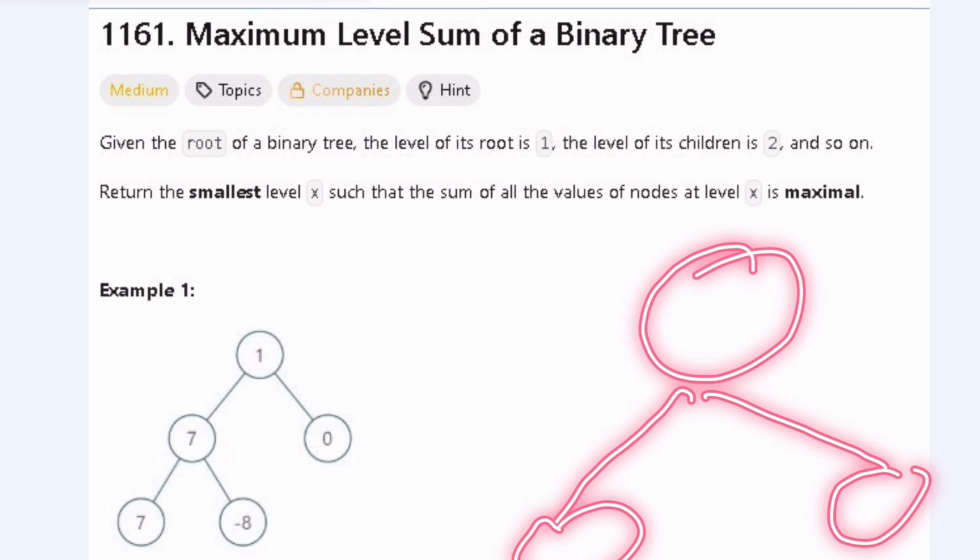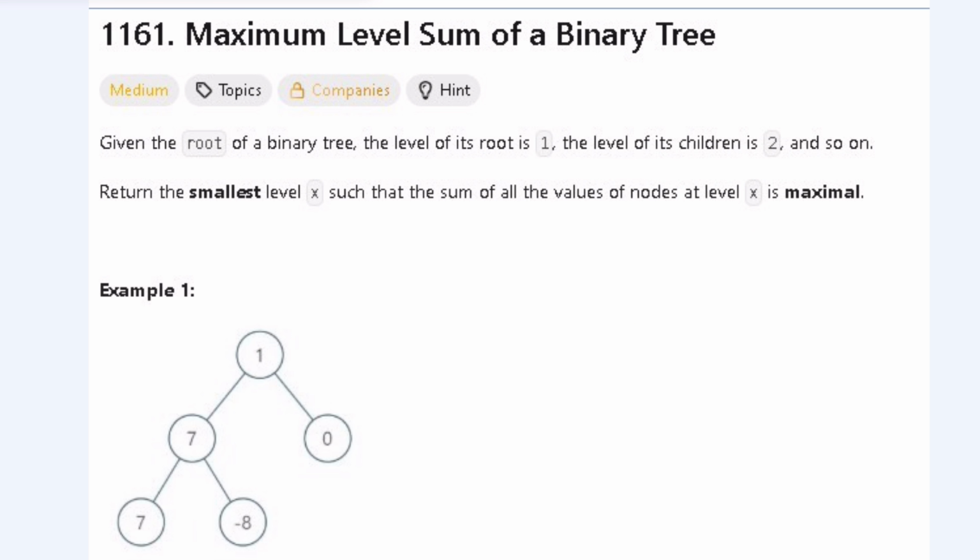And the further children are either two or one. So this is what the binary tree says. Now we have to find the maximum level sum. We have to go till the depth, and we have to find the sum of all these levels.